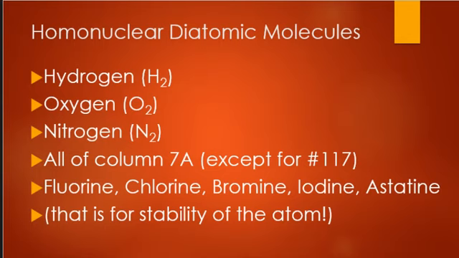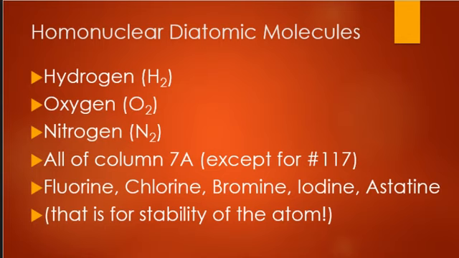What's in column 7A? Fluorine, chlorine, bromine, iodine, and astatine are all going to be F2, Cl2, Br2, I2, and At2. 117, Tennessine. Somebody from Tennessee named that one, I guess. Don't pay attention to that guy. There they are. Fluorine, chlorine, bromine, iodine, astatine. And it has to do with the stability of the atom. They join up, they hold on to each other, and they're going to end up sharing electrons there.